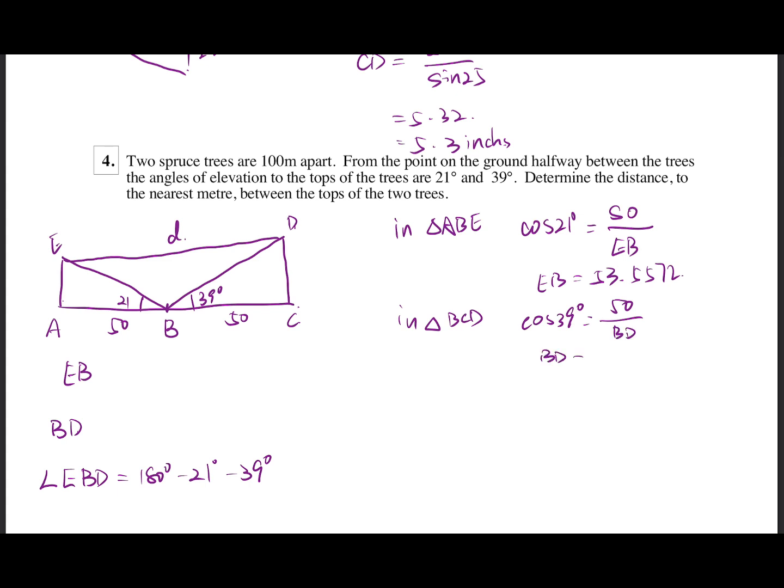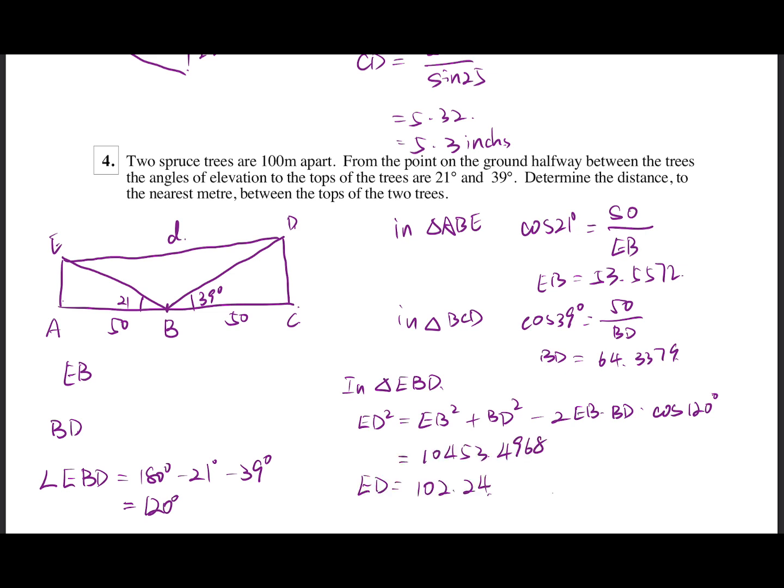So BD equals 64.3379. And then the angle EBD equals 120 degrees. And then in triangle EBD, ED squared equals EB squared plus BD squared minus 2 times EB times BD times cosine 120. And by using your calculator, you can find it. And then the distance is 102 meters.